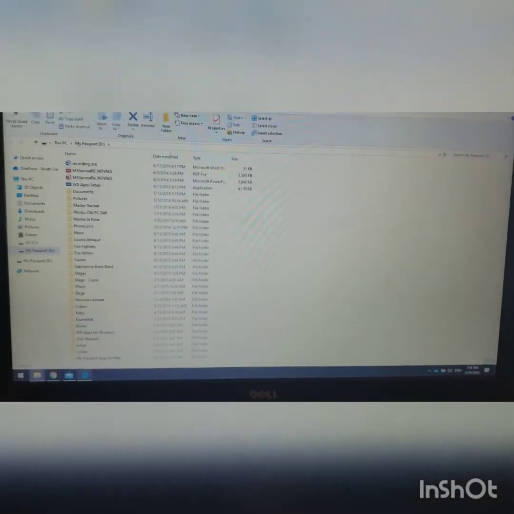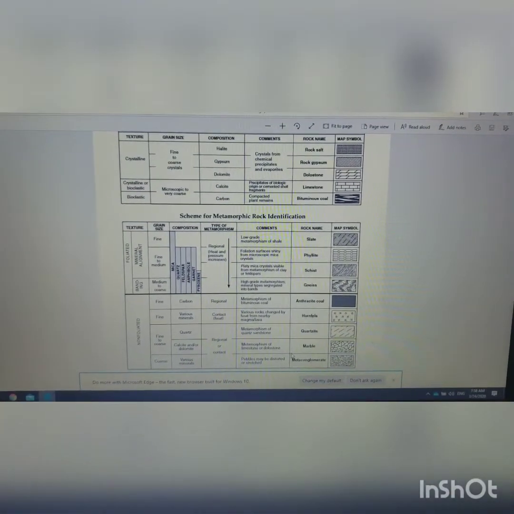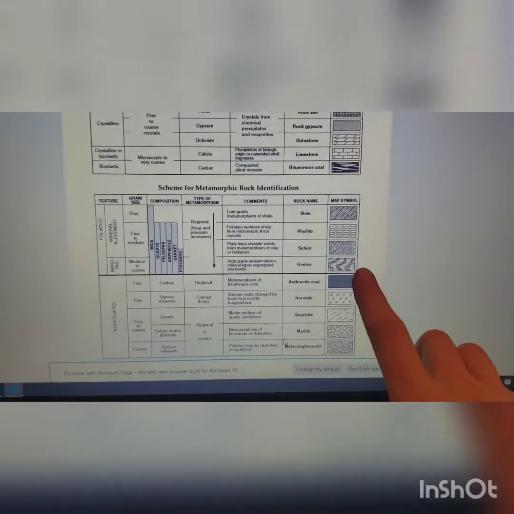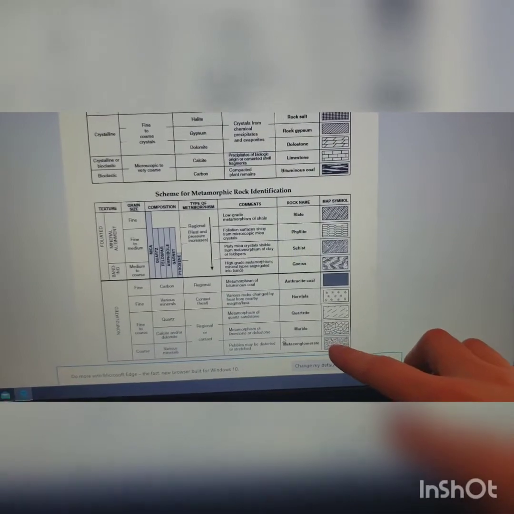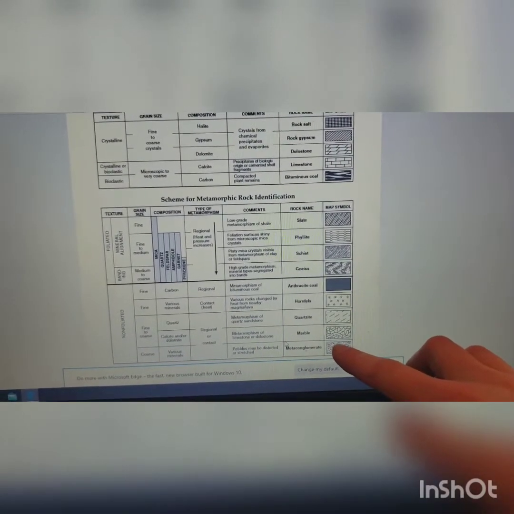Oh, I don't know what my computer's doing today. Okay, back to here. So those are some things I want you to be aware of when you're answering the questions. I put a couple questions in the Castle Learning just to be aware that we're going to be talking about rock symbols.